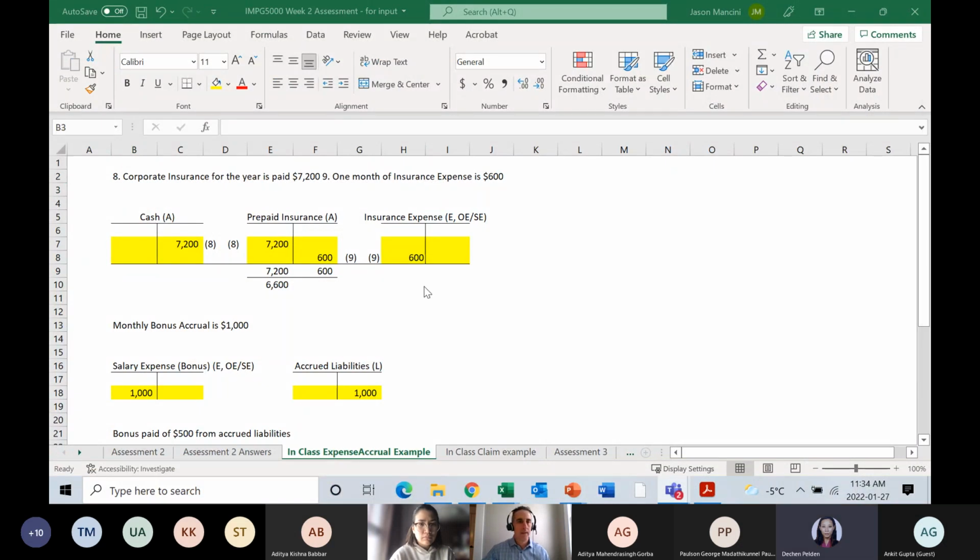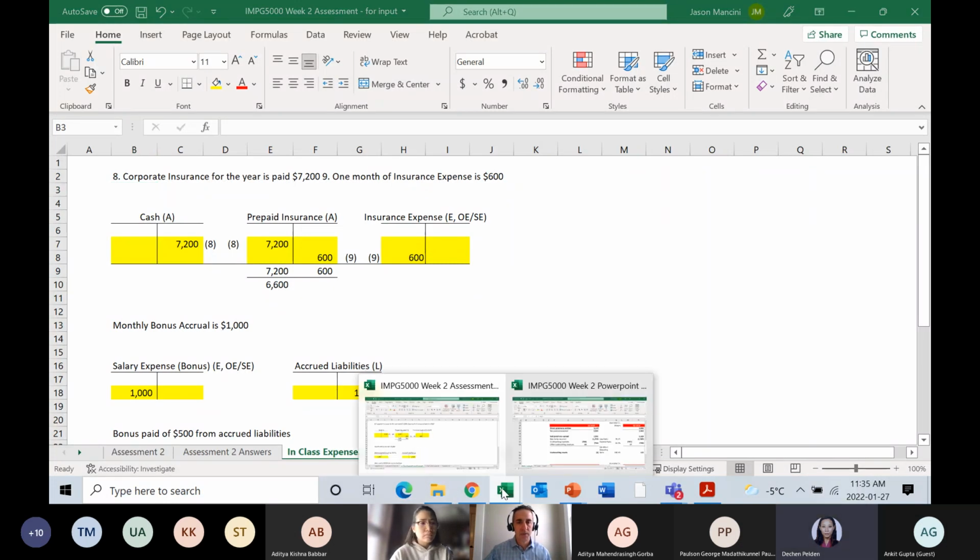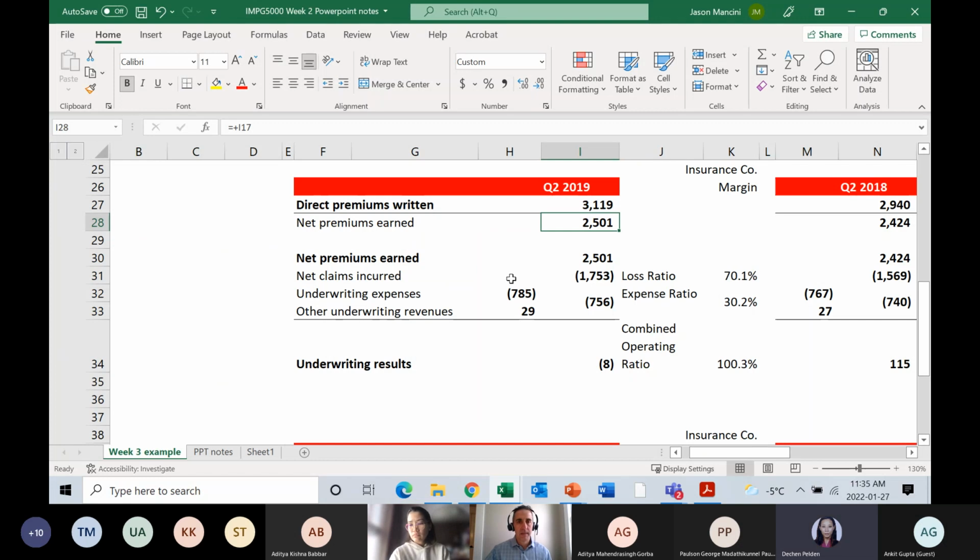Sorry, Professor. Before we get into the T accounts, what I wanted to understand was the figures that were being reflected at that time, are those fictional figures, or is it of some company's figures? I'm just trying to understand. The examples in here? Yes, Professor. This is actual Intact Q2 2019. All right, so this is in reference to Intact Insurance.